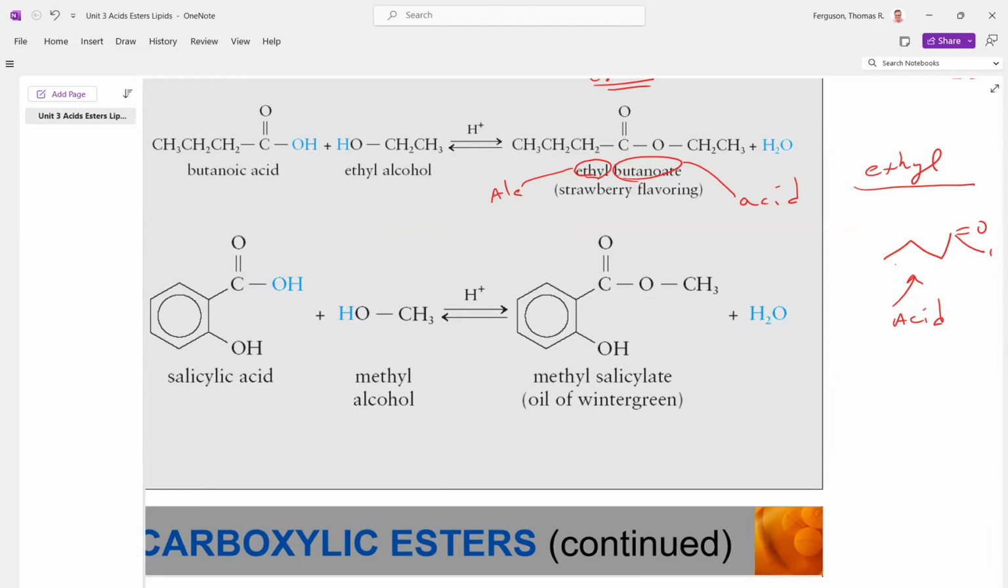So sometimes when your aspirin gets old, it has a vinegary smell to it. Or if you buy cheap aspirin, brand new, it's got a vinegary smell. What happens is when it starts to break down, it kicks off the acid and the alcohol from which it was formed.